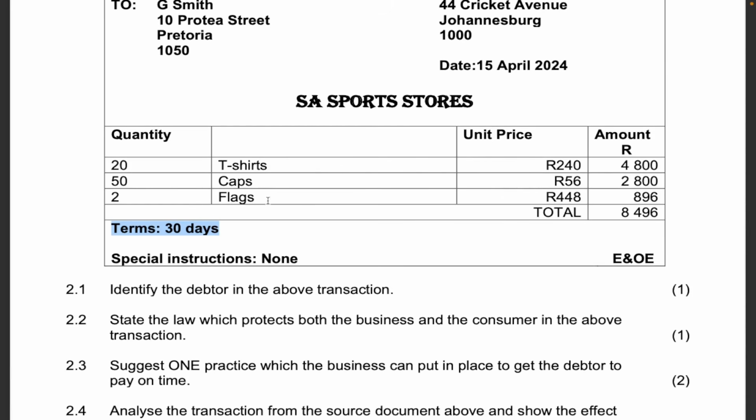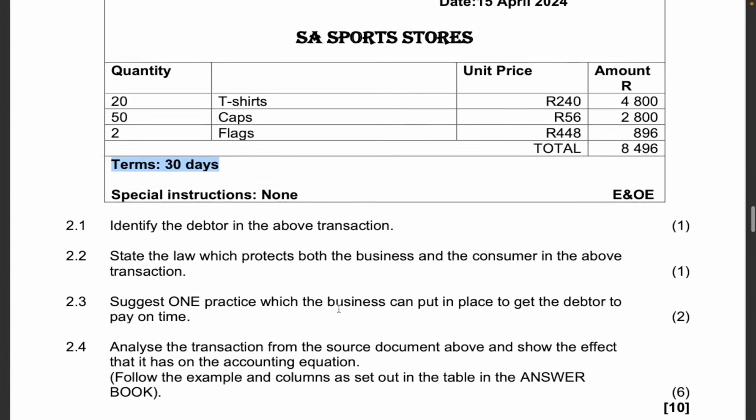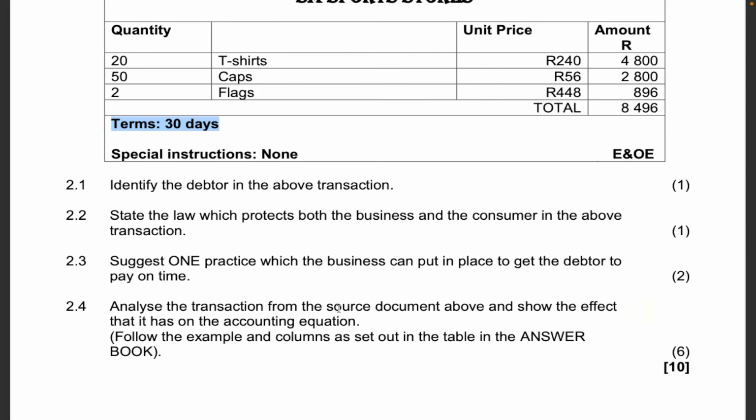2.3, suggest one practice which the business can put in place to get the debtor to pay on time. And so what can the business do to make sure that this customer pays within the next 30 days? Because remember, the terms here, as we've mentioned, is 30 days. And so what can we do to ensure that they pay on time? Well, the obvious one is giving them discount. Okay, so if you tell them that I will give you a discount if you pay in less than 30 days, or usually what businesses do is to say if you pay within 10 days, for instance.